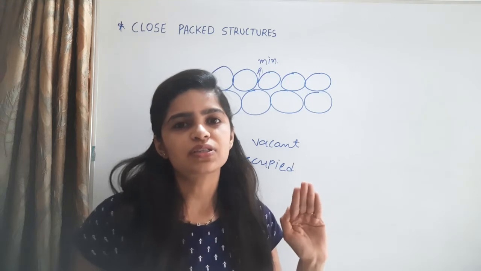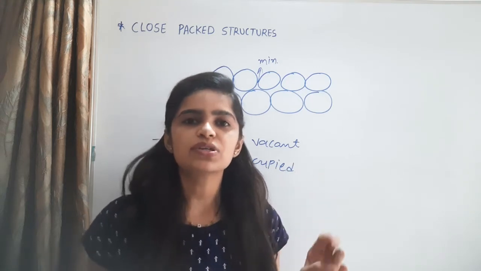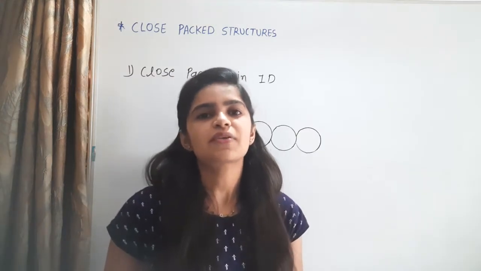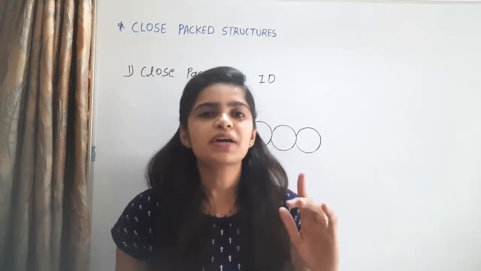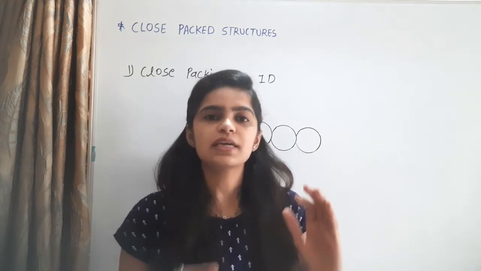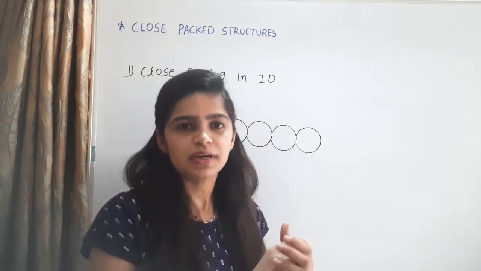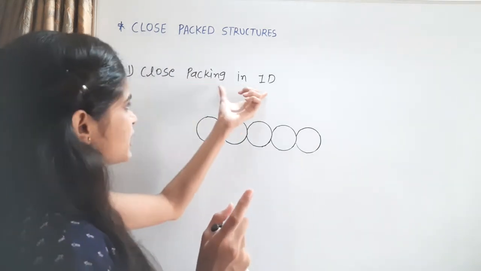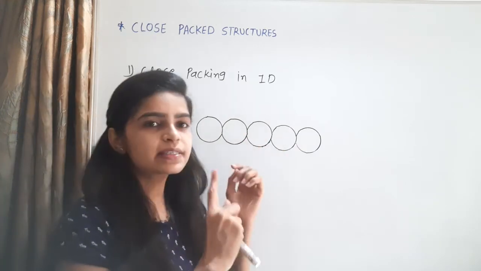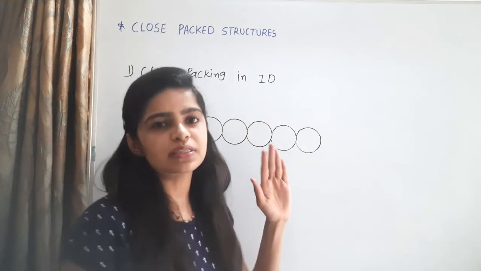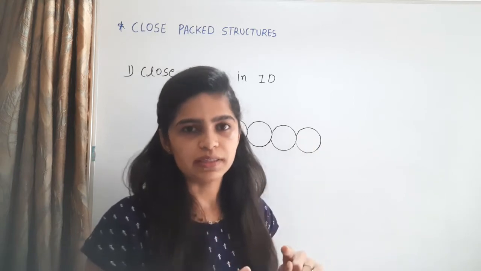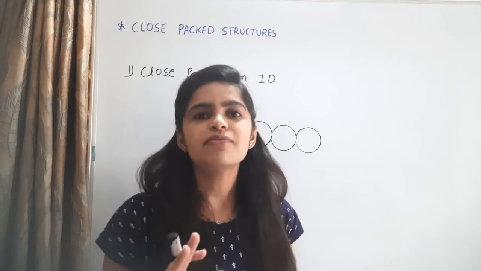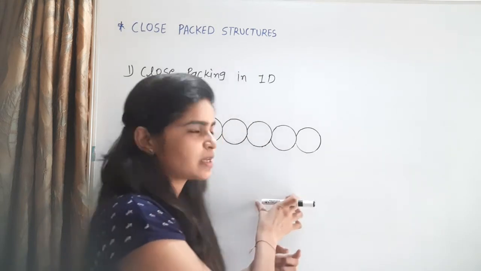Then the close packed structure is divided into three: one-dimensional, two-dimensional and three-dimensional. We know that constituent particles vary in shape and size. But for easy understanding, we consider the constituent particle as a hard sphere of the same size. In one-dimensional close packing, one dimensional means only a row or column is present, only one direction, for example X or Y or Z.